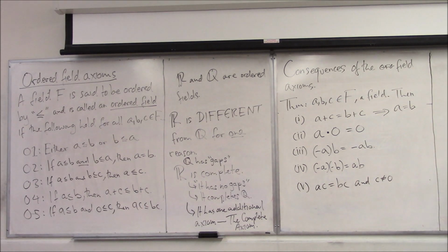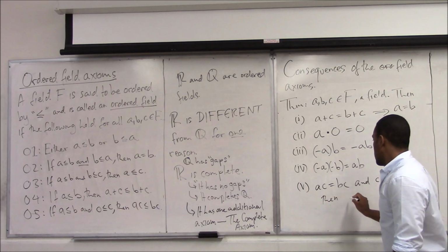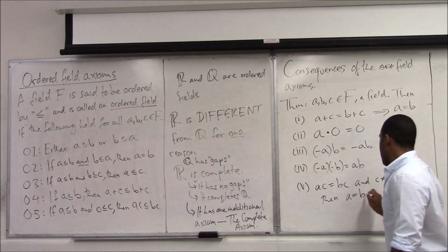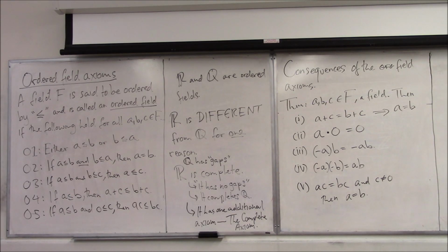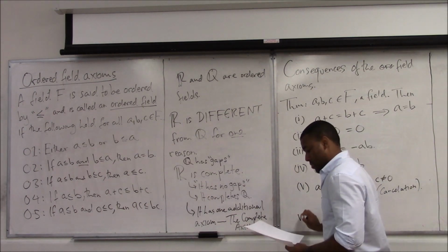If A times C equals B times C and C is not equal to 0, then it turns out that A equals B. In other words, you can cancel. This is the cancellation. That's the thing that allows you to solve 2x plus 1 equals 0 for x. It's the cancellation. Another one. 5.